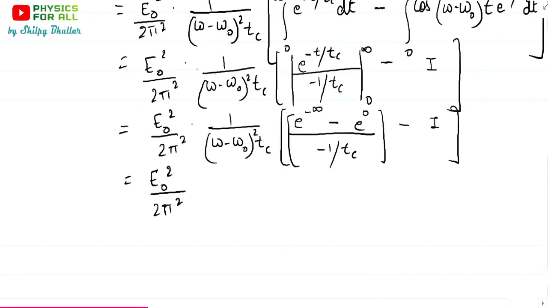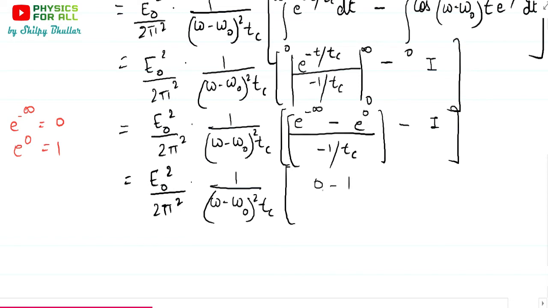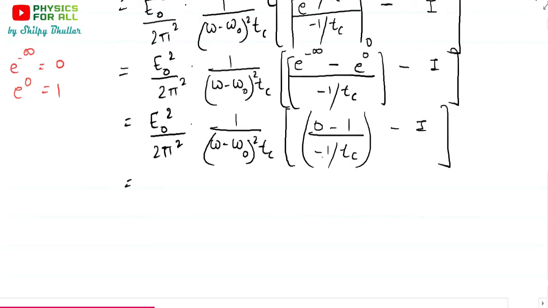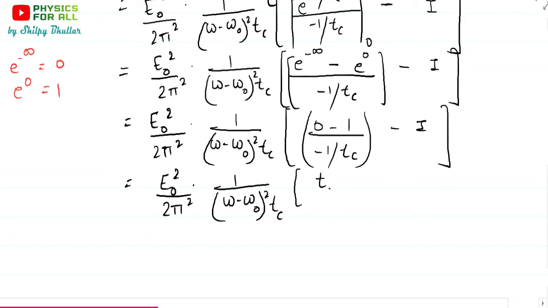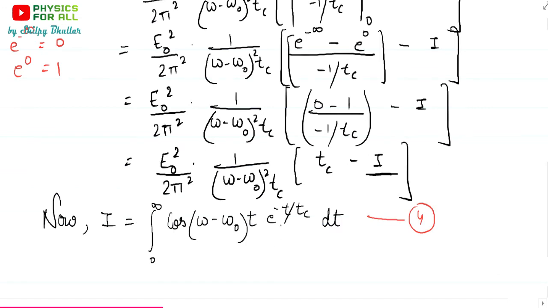Now what is e raised to power minus infinity? We know e raised to power minus infinity is 0 and e raised to power 0 is 1. We are going to use this thing here, 1 upon (omega minus omega naught) whole square tc, and here we have 0 minus 1 upon minus 1 by tc, minus I. This is minus 1 and this is minus 1, this will get cancelled, and now we have this whole quantity. These will continue as it is. Here we get tc minus I. Now we have to find this I. Our I is this quantity, and now we have to solve this. When we obtain its value, then we will substitute it here.